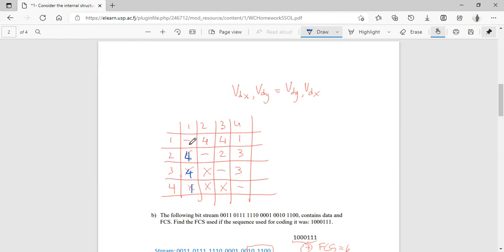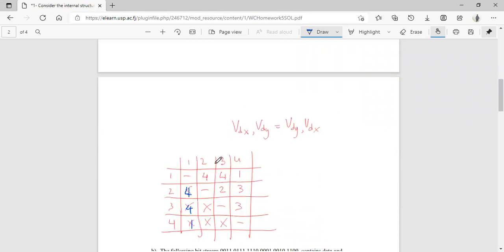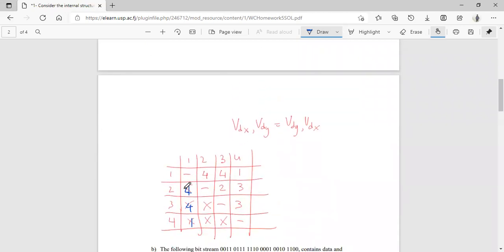Okay, so moving on to the next one. We have completed this one because the distance will not change whether you find the distance between D1 and D2 or the distance between D2 and D1, right? Both are equal.